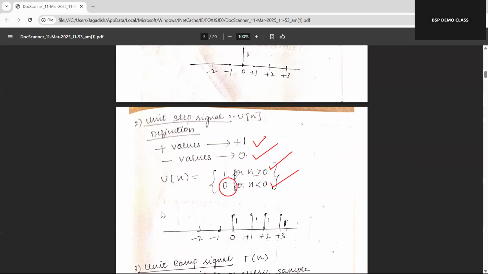See, I've shown in the graph. For negative values, it will be 0. For 0, it will be 1. For positive values, for everything, it will be 1. That you have to remember.